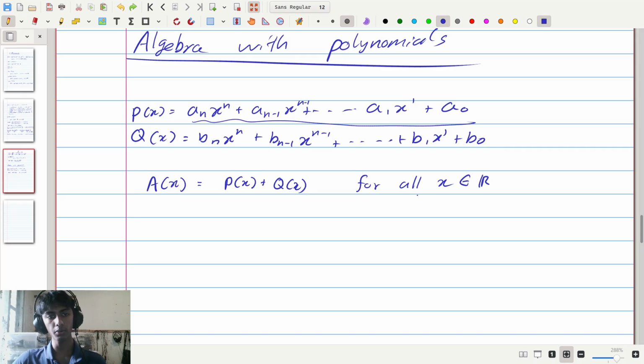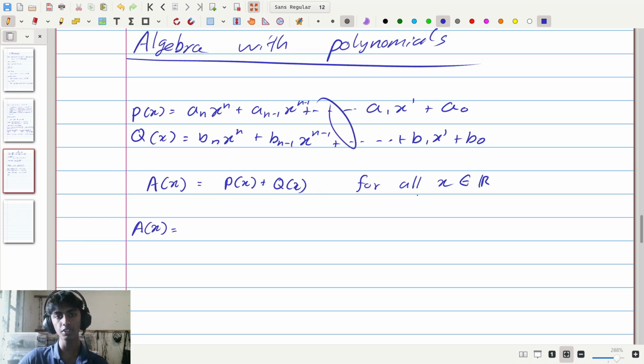So if we write that down, a of x is equal to, and I'm going to do some pairing here. I'm going to pair the x to the n terms, x to the n minus 1 terms, all of these terms I'm going to pair and write it like we did earlier.